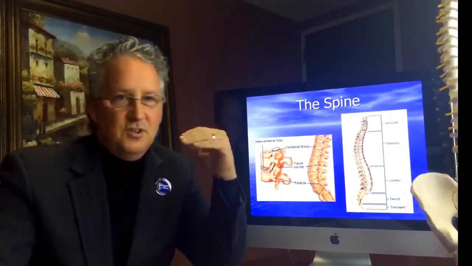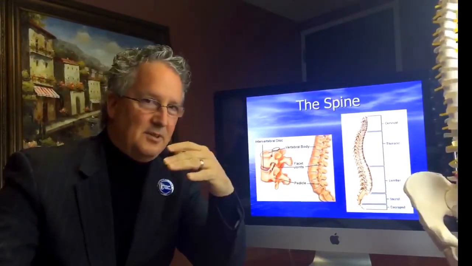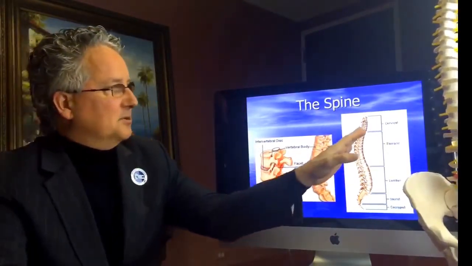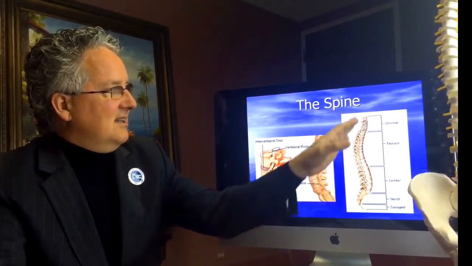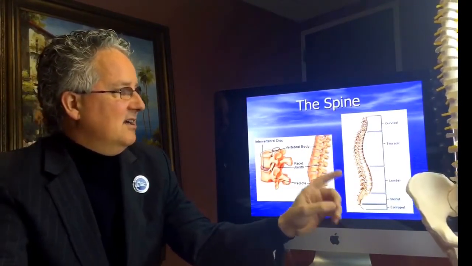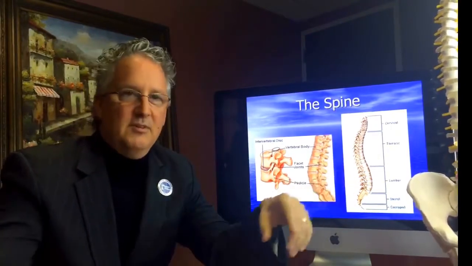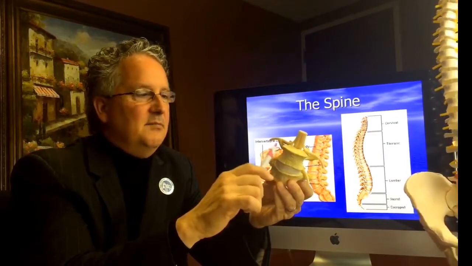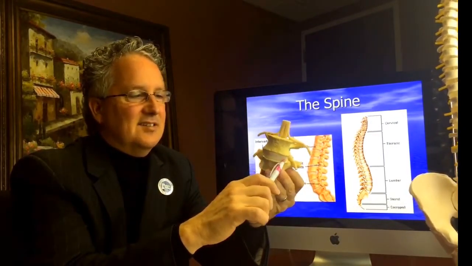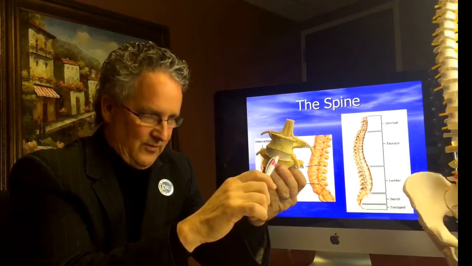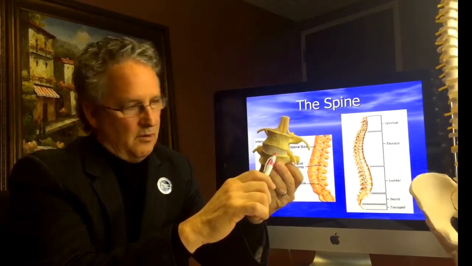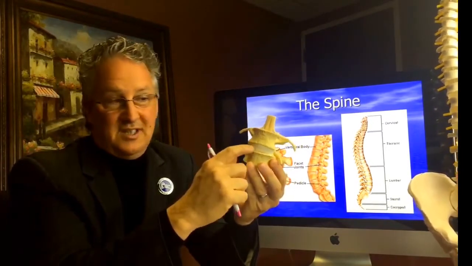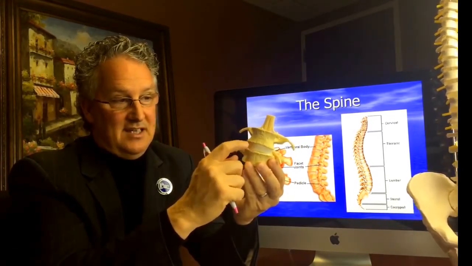Now, to understand what the degenerated disc is, you have to really understand where the disc is in the whole function of the spine. So typical spine looks like this. The head would be up here, the hips would be down here. There's 24 vertebrae between the head and the hips, and the vertebrae are the bones. And in between each bone there is a disc. And the disc allows for motion. Forward, back, side to side, and rotate. 6 directions of motion.